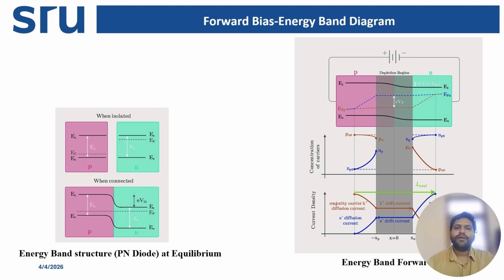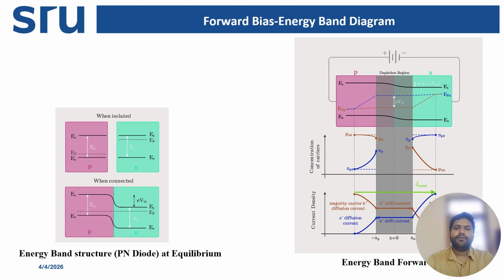Now the carrier movement in the energy band gap. Because the energy barrier is reduced, electrons move from the n region conduction band to the p region valence band. Holes move from the p region valence band to the n region. These carriers recombine near the junction. This recombination leads to current flow in the device, and in an LED, the recombination produces light.